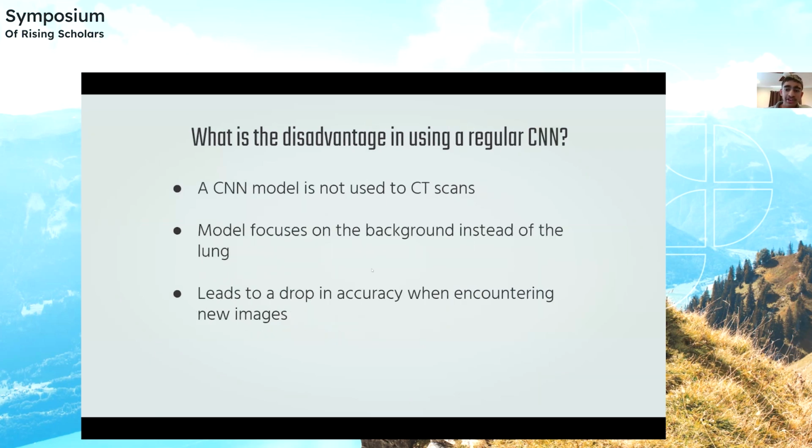Now, what is the disadvantage of using a normal CNN machine learning model? A CNN machine learning model is not used to CT scans, and it'll factor in all the details of the image. This could include the background, which is not what the model is supposed to be focusing on. For a problem like this, if the model focuses on the background instead of the lung, it'll capture unnecessary details that will make the model confused and lead to a drop in accuracy when encountering new images.